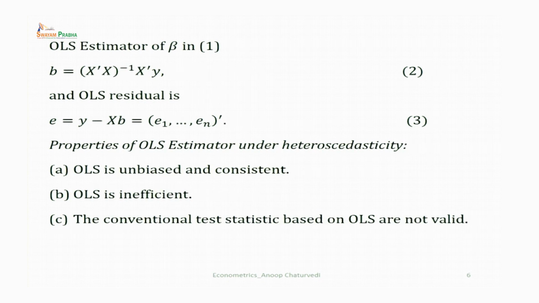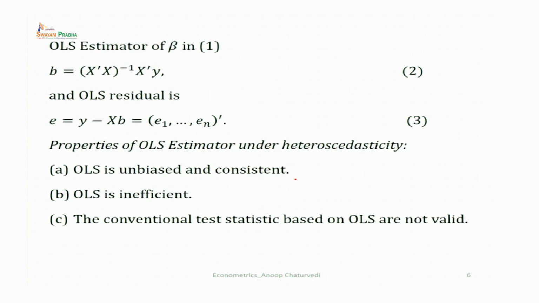Now, the OLS estimator of beta is b equal to (x transpose x) inverse x transpose y, and its residual is e equal to y minus x b, and we write it as e = (e1, e2, ..., en) transpose. Then the properties of the OLS estimator under heteroscedasticity: the OLS estimator is still unbiased and consistent.